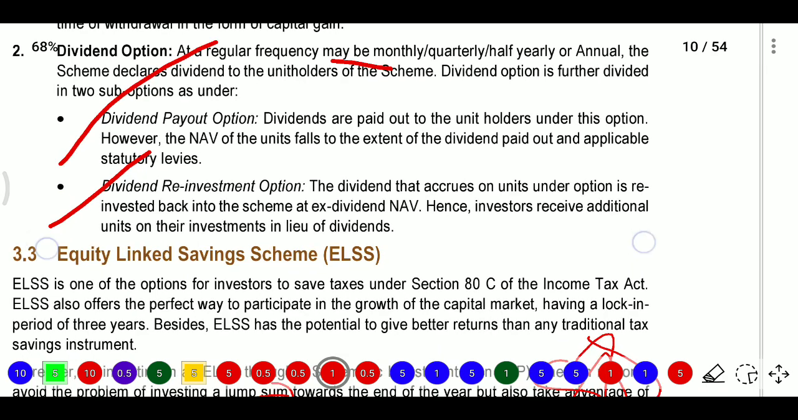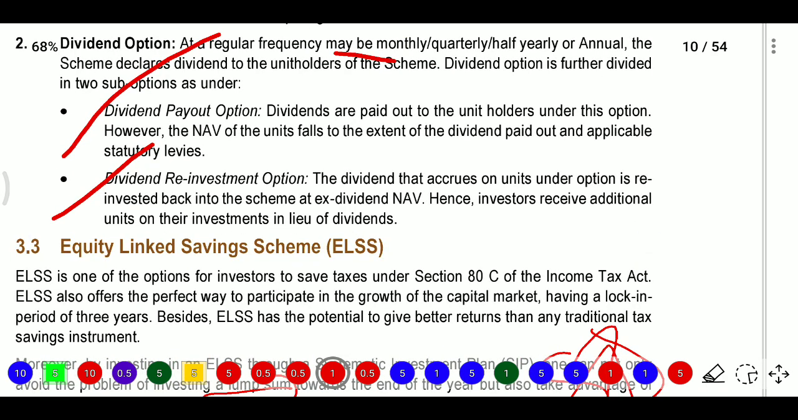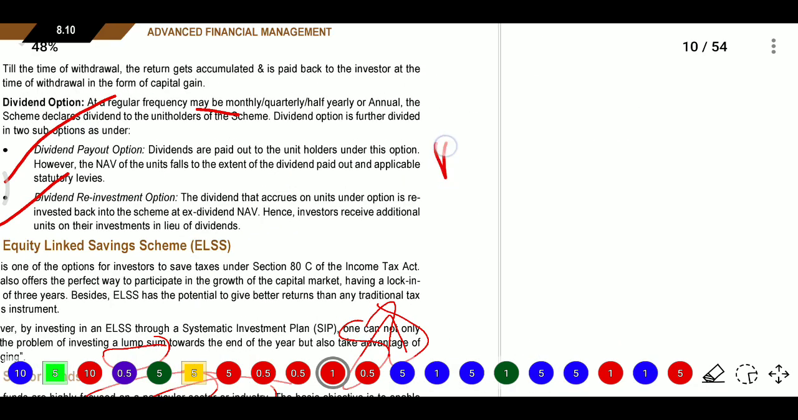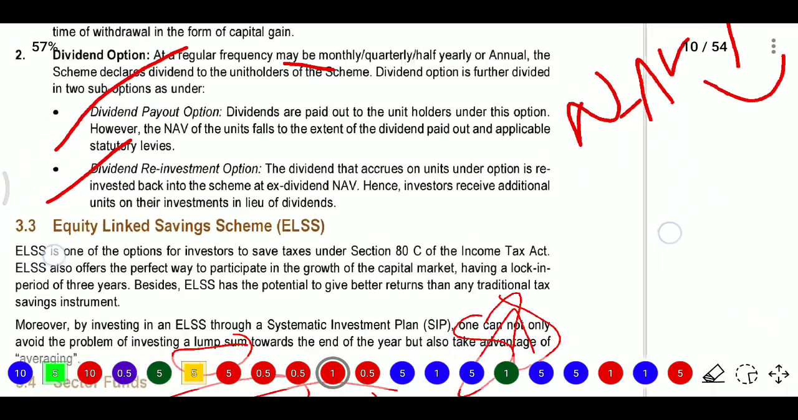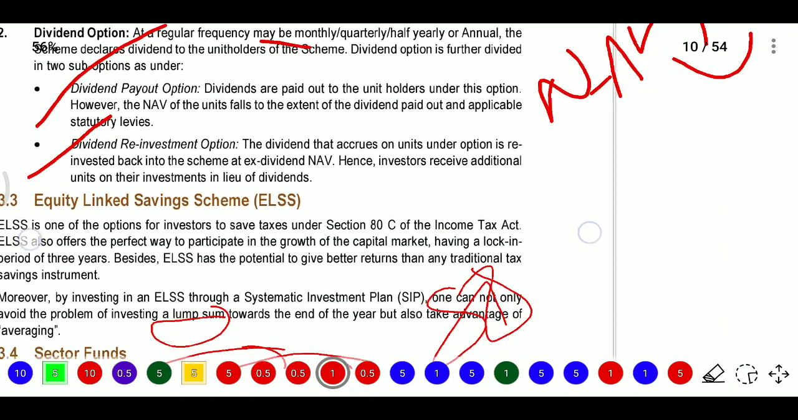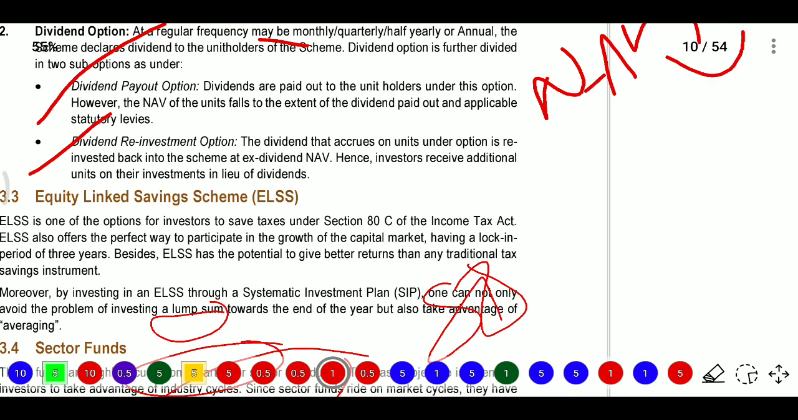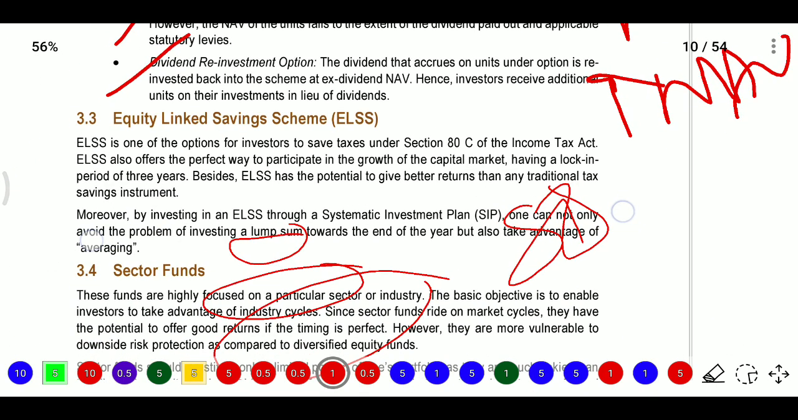Dividend payout option means dividends are paid out to the unit holders under this option. However, the NAV of the units will fall. So when dividend is paid, NAV will fall to the extent of the dividend paid out and applicable statutory levies, whereas under the dividend reinvestment option, the dividend that accrues on units is reinvested back into the scheme at the ex-dividend NAV. Here the investor will receive additional units, so you will get the additional units.